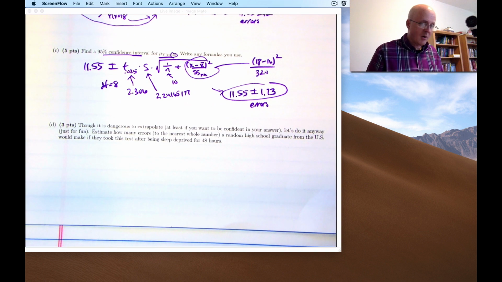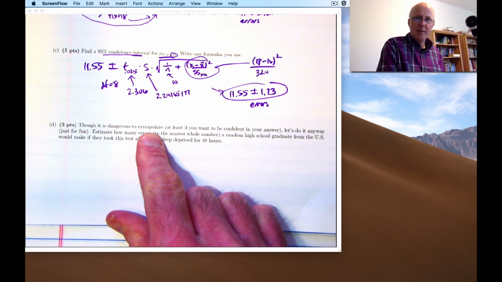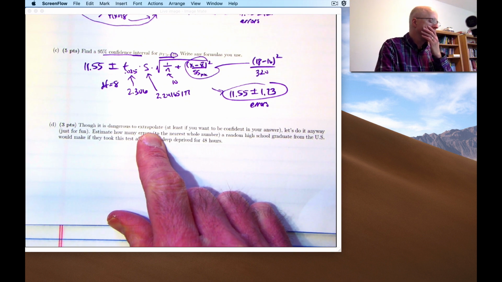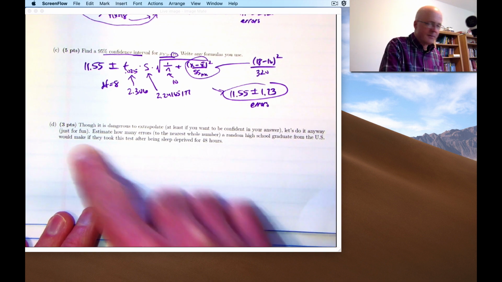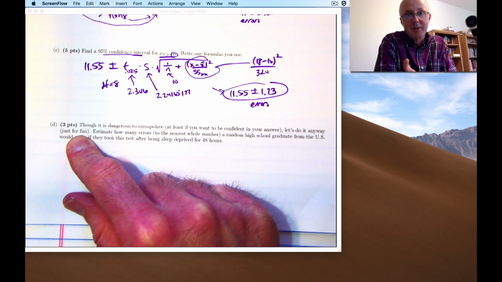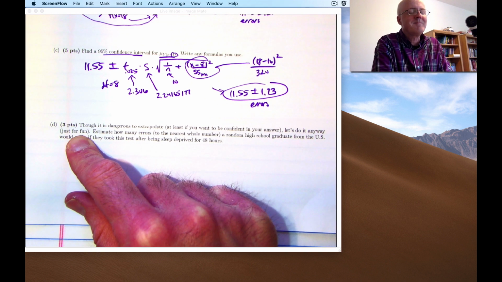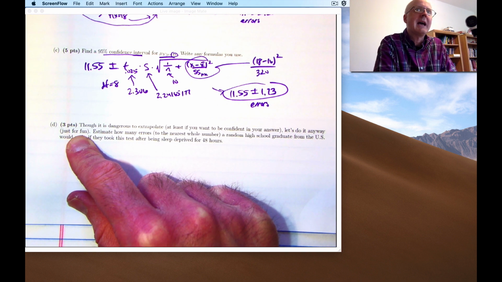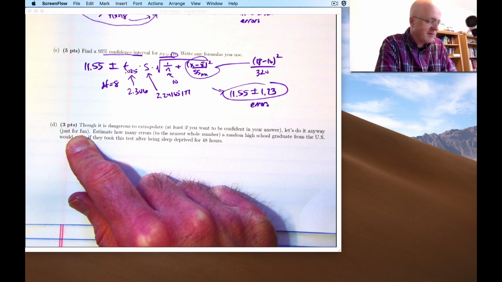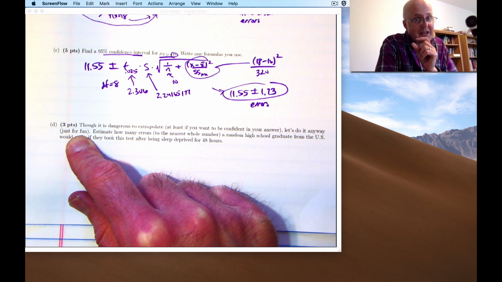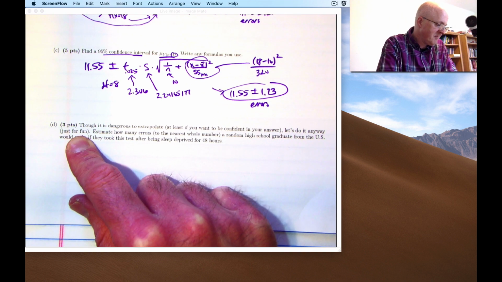Part D, the last part here, almost done. Though it is dangerous to extrapolate, even though we did with the first example, at least if you want to be confident in your answer. Let's do it anyway, just for fun. And many people in the world do use extrapolation, sometimes for fun, but sometimes to even deceive, and sometimes to say, I feel confident that I'm right, even though they might be proven wrong. We can do it maybe for fun. It is likely, in a sense, to be off by perhaps a large amount, and perhaps it's hard to put an amount on the possible error. That's a maybe more dangerous thing about it.